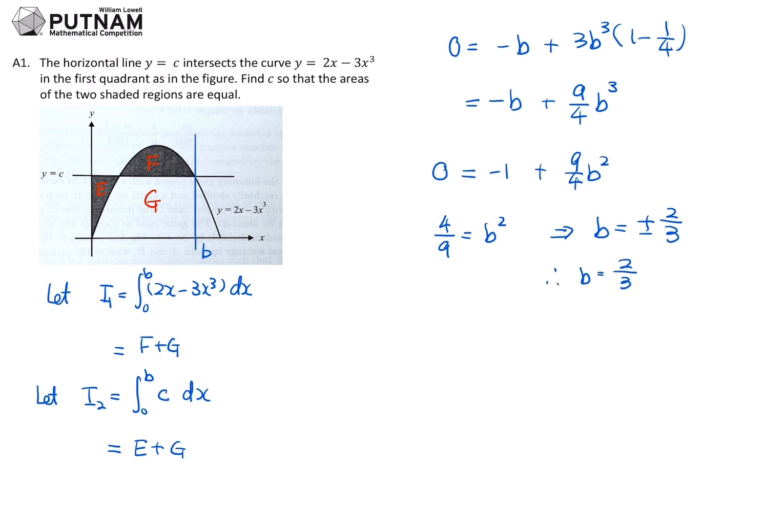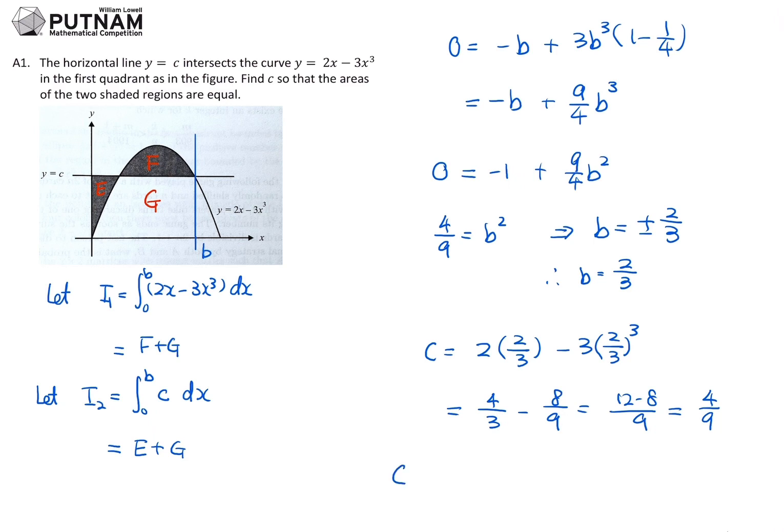Using again the relationship that the point (b, c) is on the curve y equals 2x minus 3x cubed, we can say that c equals 2b minus 3b cubed, which means that c equals 2 times 2/3 minus 3 times 2/3 to the third power. Therefore, c equals 4 divided by 3 minus, a copy of 3 cancels out, so we have 8 divided by 9. With the common denominator 9, we have 12 minus 8 divided by 9, which is 4 over 9. So now we know that the answer is c equals 4 divided by 9.